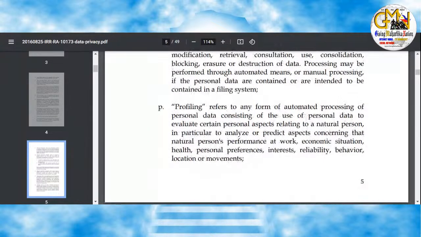Letter P, profiling refers to any form of automated processing of personal data consisting of the use of personal data to evaluate certain personal aspects relating to a natural person, in particular to analyze or predict aspects concerning that natural person's performance at work, economic situation, health, personal preferences, interests, reliability, behavior, location, or movements.